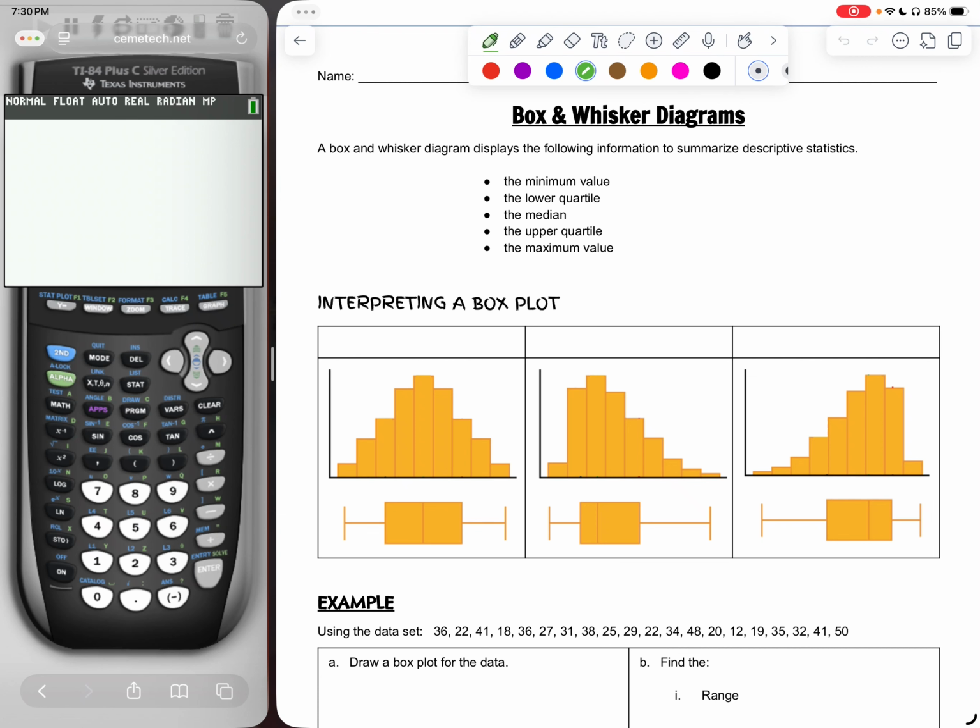Hello. Today we're going to talk about box and whisker diagrams. A box and whisker diagram displays the following information to summarize the descriptive statistics. So, a box and whisker diagram is going to give you the minimum value, the lower quartile, the median, the upper quartile, and the maximum value. These five pieces in the math world are known as the five number summary.